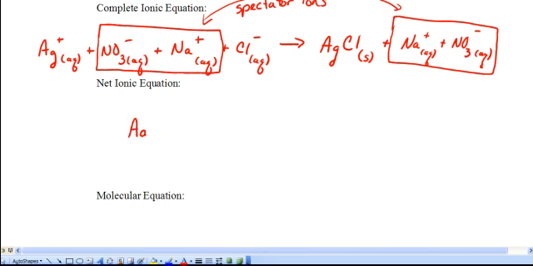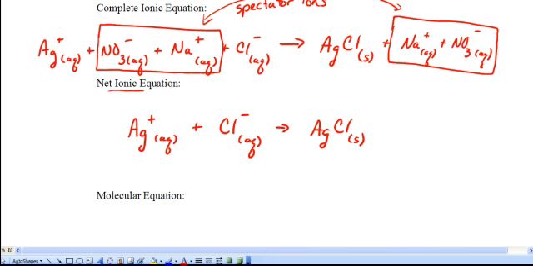So what you're left with is silver ions in solution and chloride ions in solution, forming silver chloride, solid. That is actually the only thing that happens when you mix those two solutions. We call that the net ionic equation. The term net simply means overall.